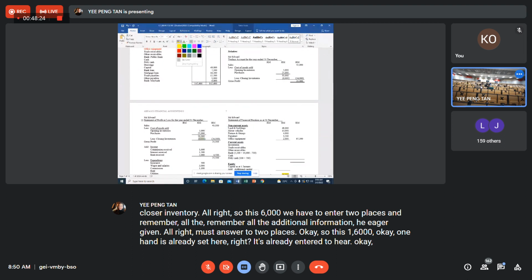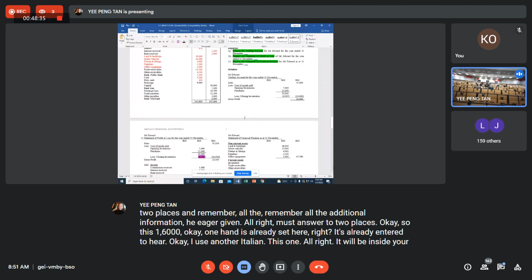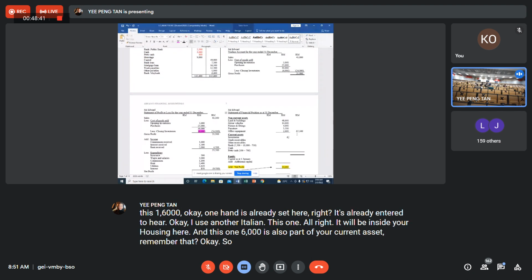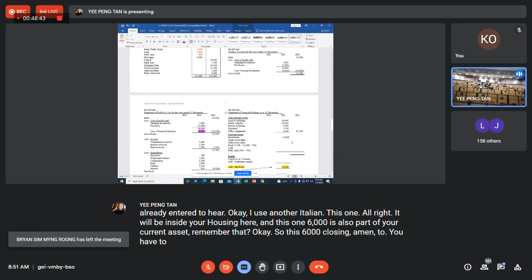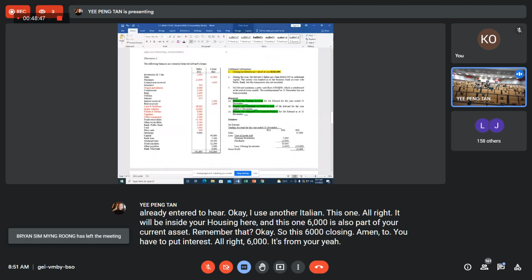Okay, use another color. This one, all right. It will be inside your closing here, and this one 6,000 is also part of your current asset. Remember that? Okay, so this 6,000 closing inventory you have to put in first. All right, 6,000 is from here.